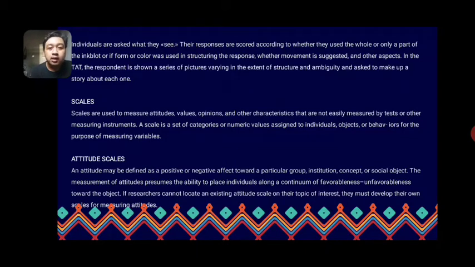Attitude scale. An attitude may be defined as a positive or negative effect toward a particular group, institution, concept, or social object. The measurement of attitude presumes the ability to place individuals along a continuum of favorableness and unfavorableness toward the object. If researchers cannot locate an existing attitude scale on their topic of interest, they must develop their own scales for measuring attitude.